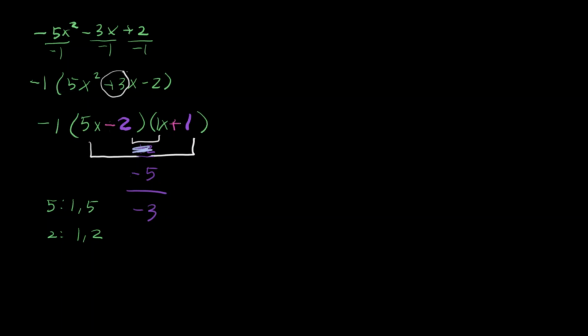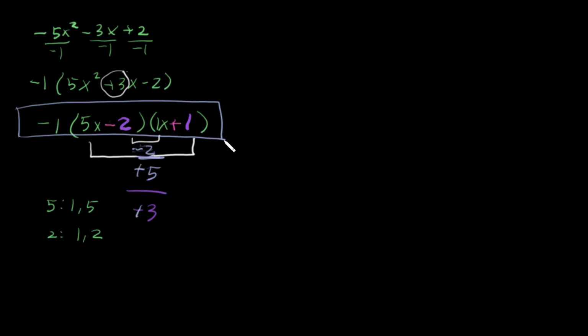Sorry, I'm having trouble with the eraser. So if I do the outer, it gives me a +5. If I multiply the inner, it gives me a -2. And now I get a +3, and I have found my factors. Yay! So I'm going to do it the other method.